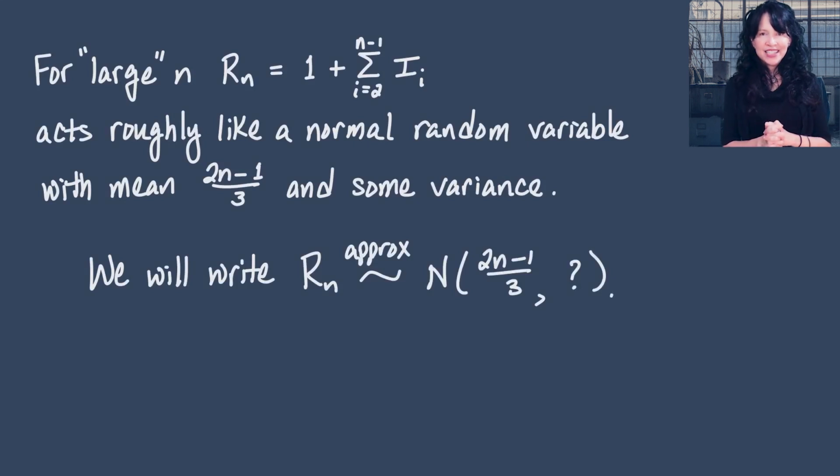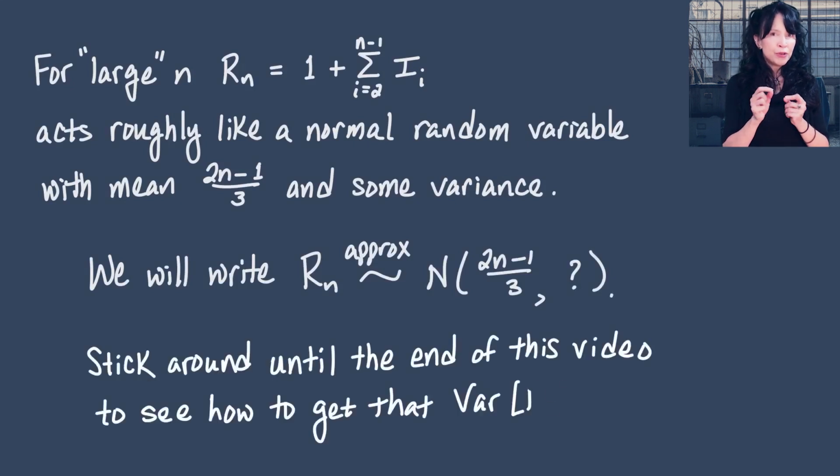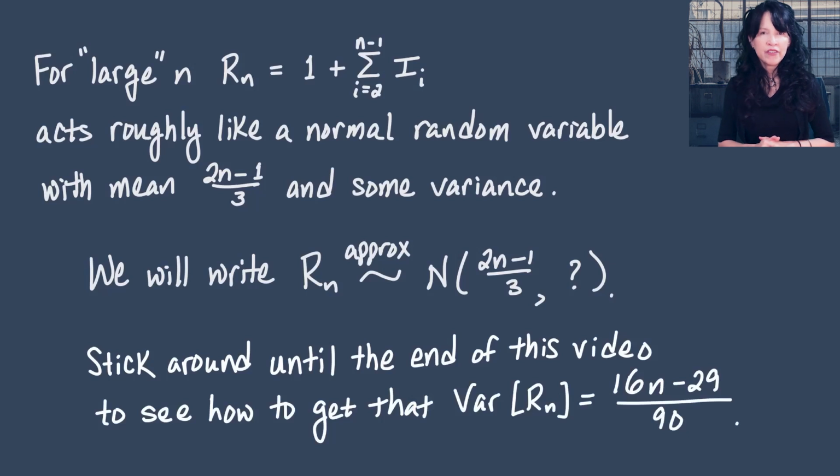So what is the variance? The variance is actually (16n-29)/90. If you want to see that, stick around to the end of this video after my little outro animation, and I'll show you how to compute that variance. But it is tedious and long, and I didn't want to lose people in the middle of the video, so it's separate, so you don't have to be fast forwarding and trying to find where I pick up the video again. For the moment, I want to assume we know that this variance is (16n-29)/90.